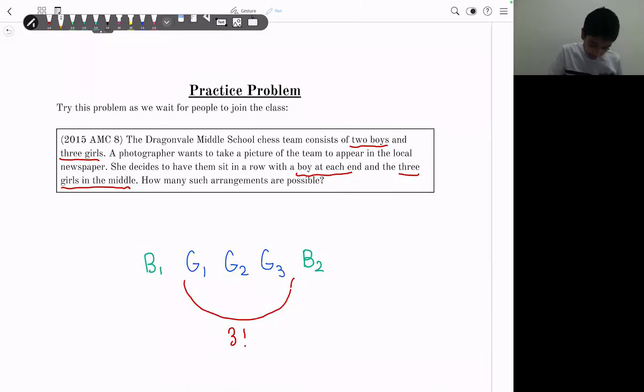Now, for the boys on the outside over here, there are just going to be 2 factorial ways to arrange them. You can either have the first boy on the left and the second boy on the right, or the second boy on the left and the first boy on the right. So the final answer would just be 3 factorial times 2 factorial, which is equal to 6 times 2, which is 12.